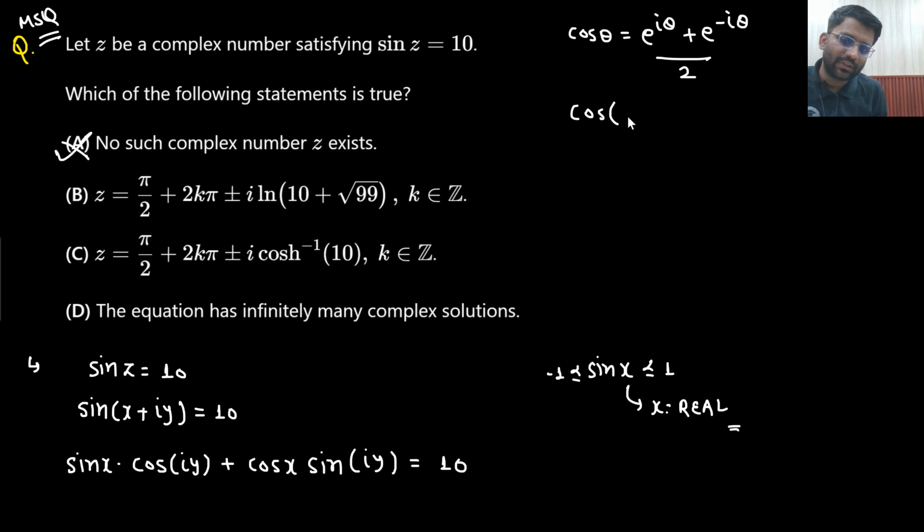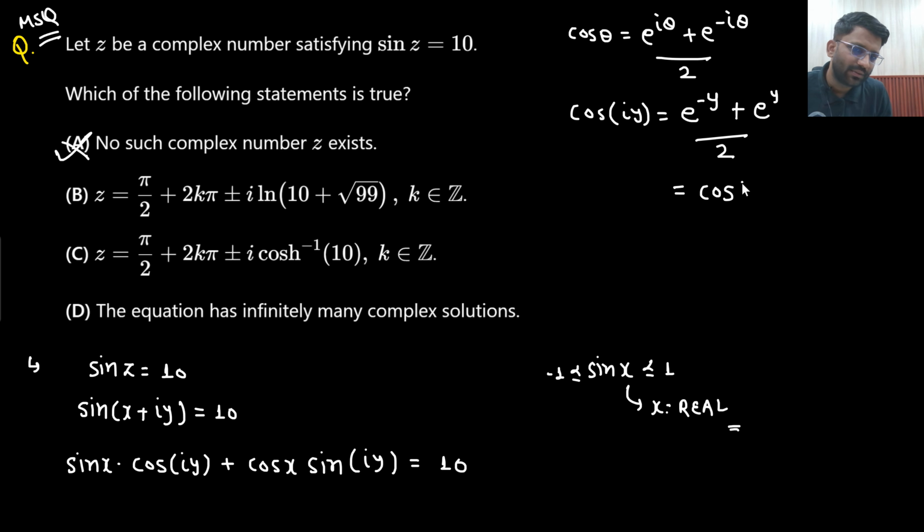So what will be your cos iota y? In place of theta, you need to put iota y. Here you put iota y, it will become iota square y. What is iota square? Iota square is minus 1. So it will become e to the power minus y. Here also you put iota y, so iota square will become minus 1, so minus minus plus, divided by 2. What is this? This is nothing but cos hyperbolic y. Cos iota y is nothing but cos hyperbolic y.